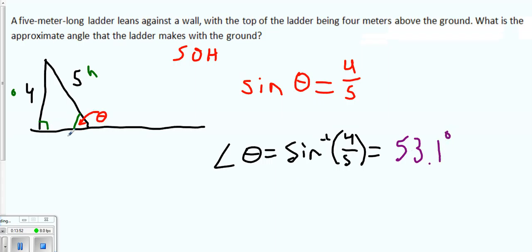So again, we didn't have to measure this one out. We didn't have to use a protractor or anything like that to measure this angle. We can just use these lengths to determine that that has to be for sure exactly 53.1 degrees.